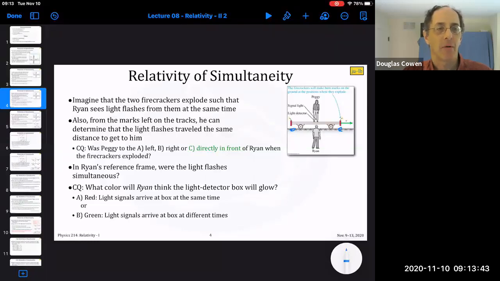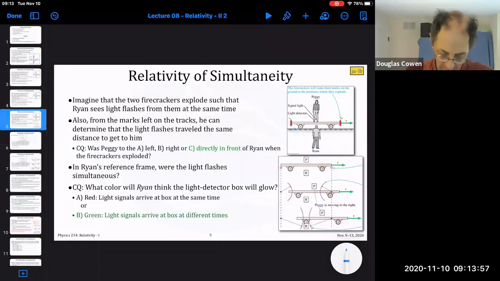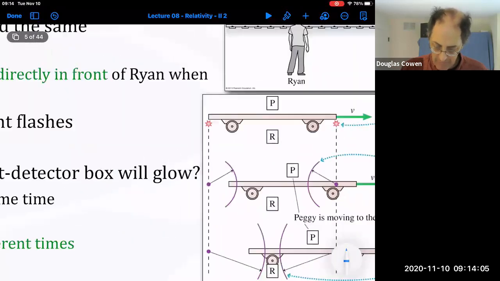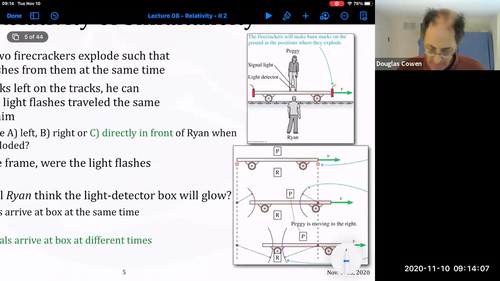All right, so that changed the answers considerably. Most people then chose B, which is that he would say that the light signals will arrive at the box at different times. And that is correct. And you can see that from this figure down here, which is basically what Ryan sees happening. So the two light flashes arrive at him at the same time.